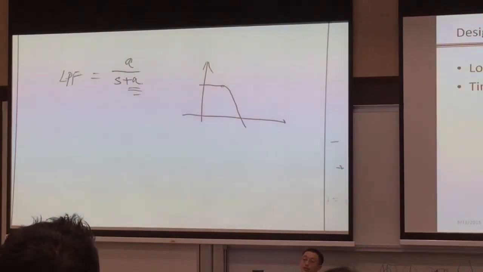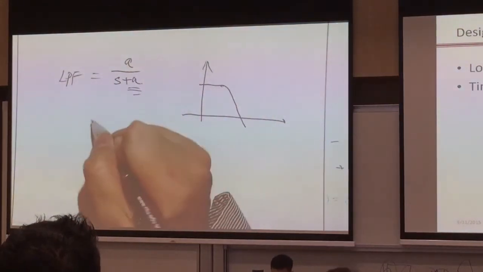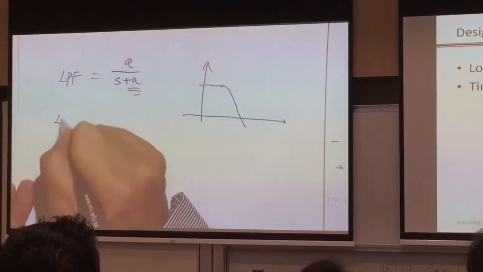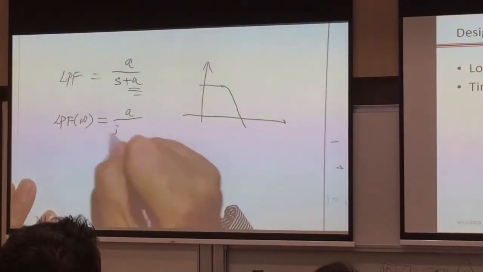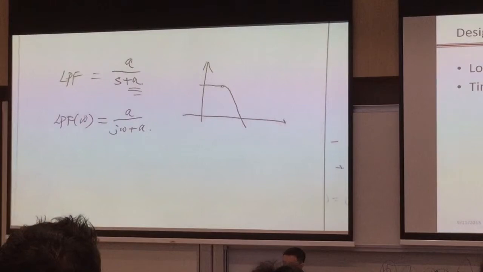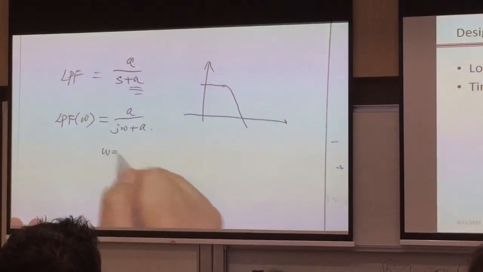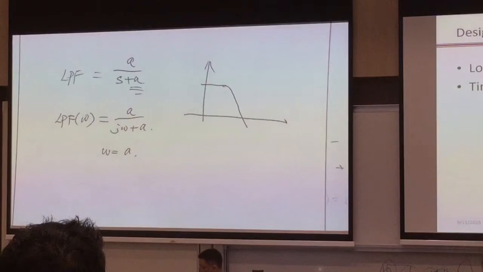So what does this A mean? If your frequency is J omega, if omega equals A, what will be your function? In the frequency domain, use J omega to represent your S. If your omega is equal to A, what is the gain? Is it minus 3 dB? Is it something called your cutoff frequency?